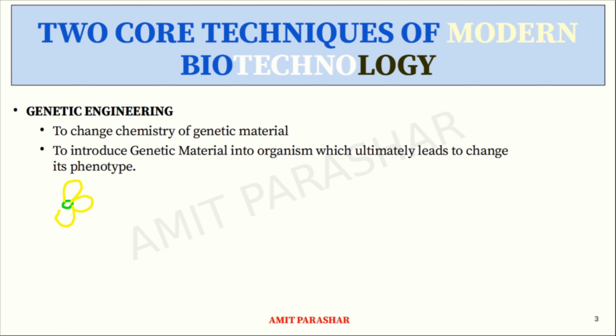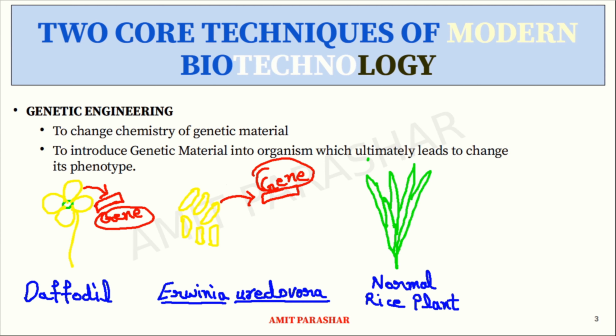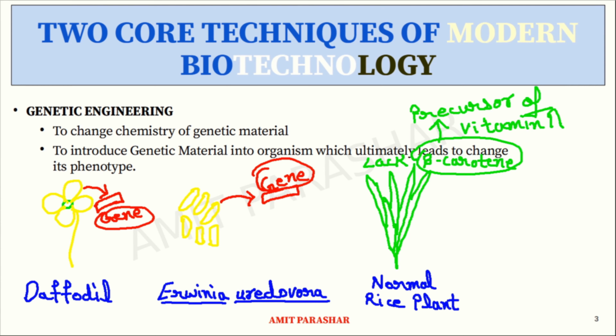So here is one daffodil plant which has some desirable genes for enzymes. And here we have the bacteria Erwinia uredovora. Both of these organisms have some desirable genes. And this is our normal rice plant, which lacks beta carotene pigments. Beta carotene is a precursor of vitamin A.